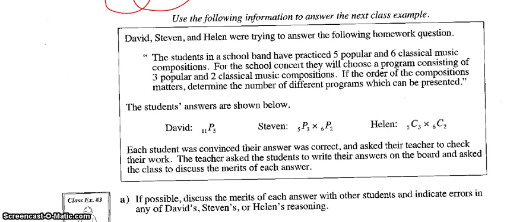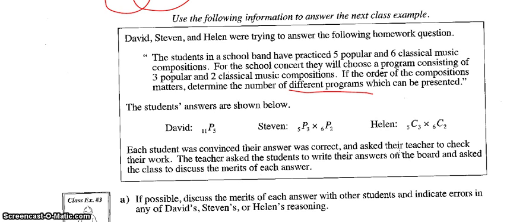The first part of the question, when you read it, sounds like a combination question, isn't it? Out of the 5 popular, you choose 3. Out of the 6 classical, you choose 2. But then afterwards, it says the order matters, because it asks for the number of different programs. You can have the same set of songs, but if you arrange them in a different order, it's a different program. So it sounds like a permutation question.